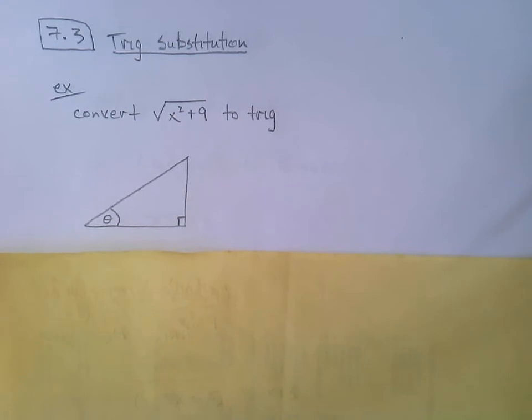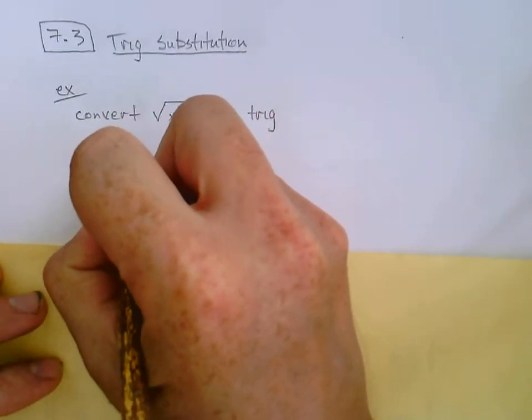So what I've done is drawn a right triangle and labeled the angle theta there in the lower left. To convert this to trig, the first thing I'm going to do is think of one of the sides of that triangle as being the length square root x squared plus 9. And then I'm going to take advantage of the Pythagorean theorem to fill in the lengths of the other two sides. There's actually only one choice for where square root x squared plus 9 can be on that triangle, and that is the hypotenuse. So I'm going to put that right here.